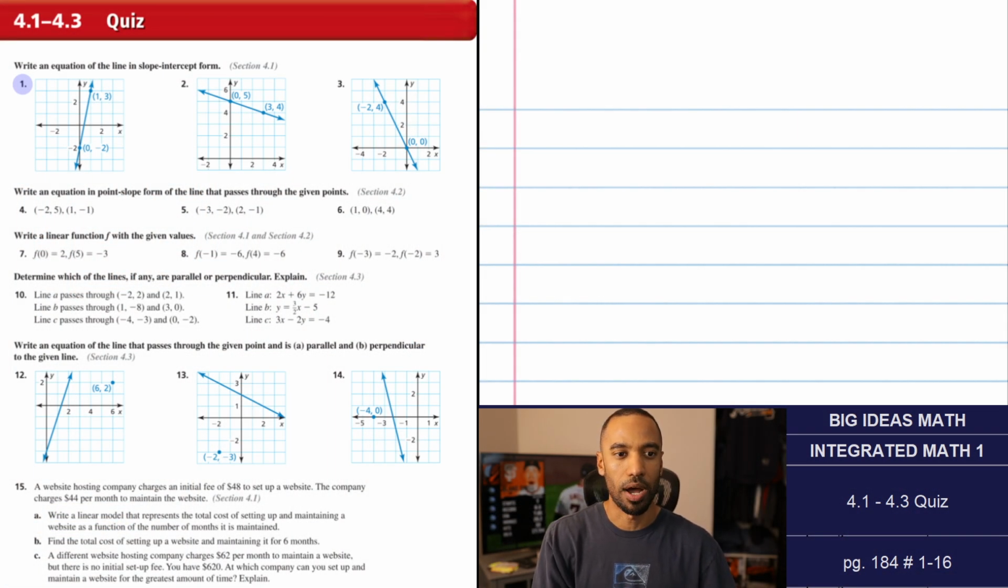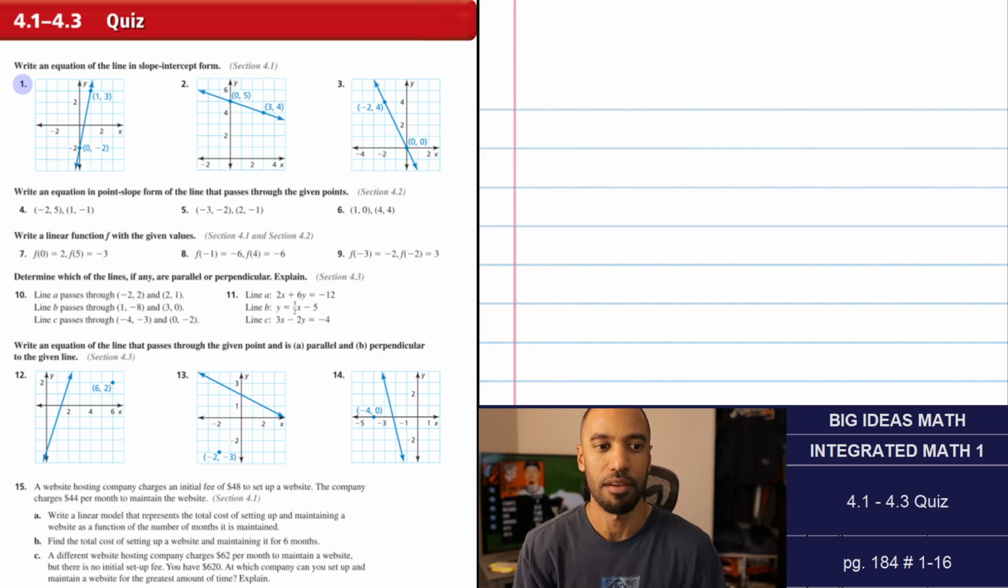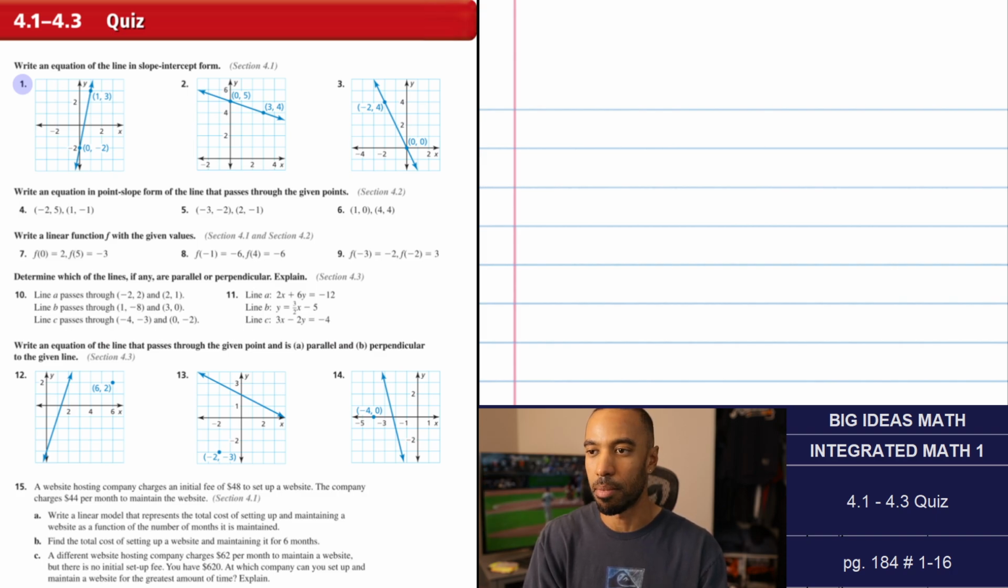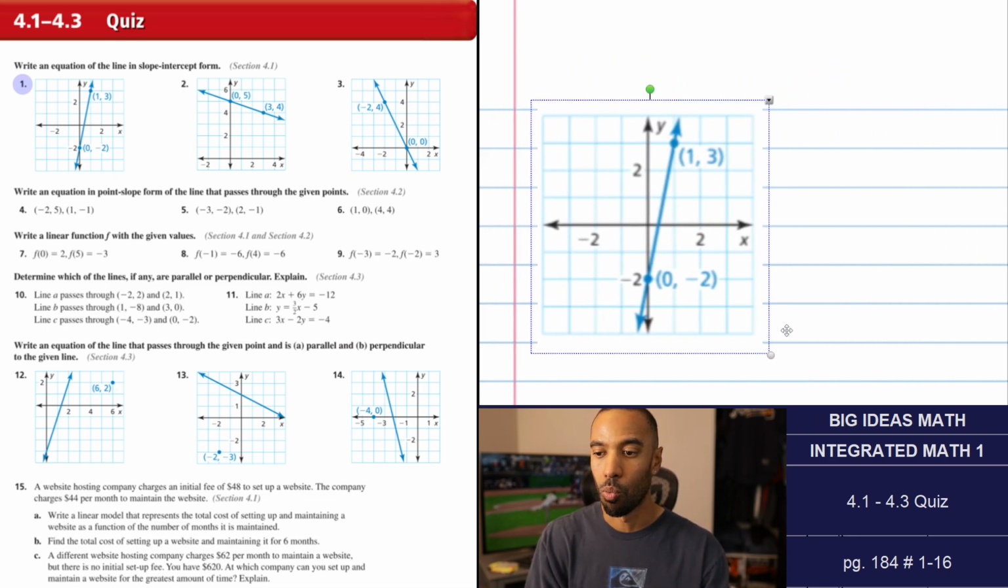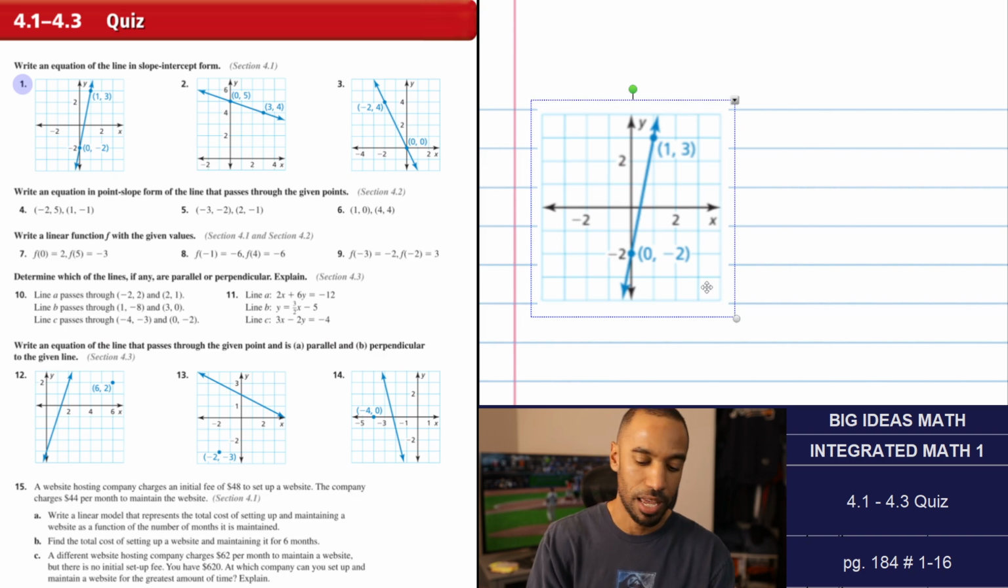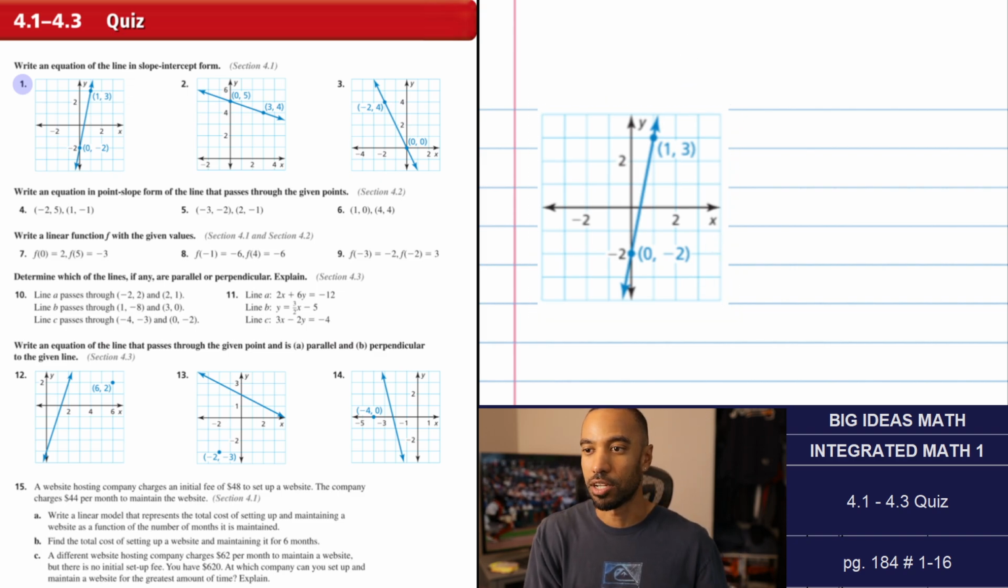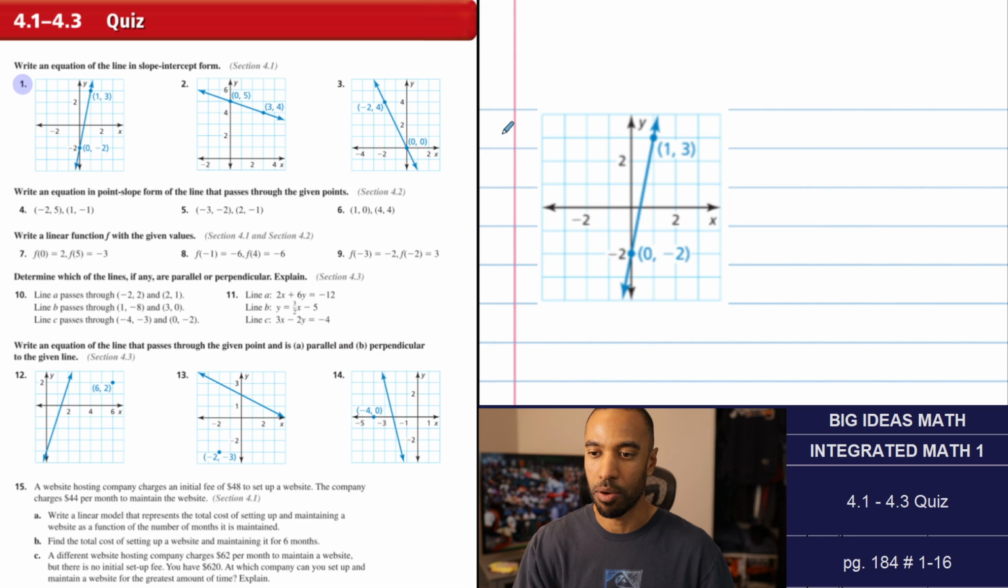We have numbers 1, 2, and 3 where they say write an equation of the line in slope-intercept form. Now, because these ones are graphed, I prefer to use the graph to actually come up with the slope itself, because there are two things that I'm going to need. One of them I'll be using the graph for sure is the y-intercept. Not just where it crosses the y-axis, but the value of y where x equals 0, which means we could do this without the graph.